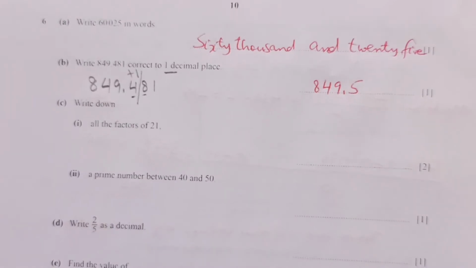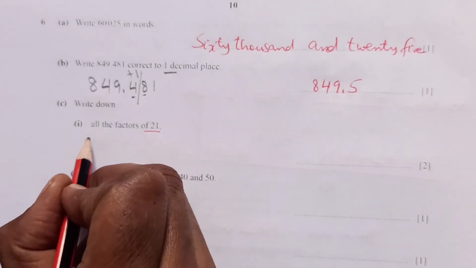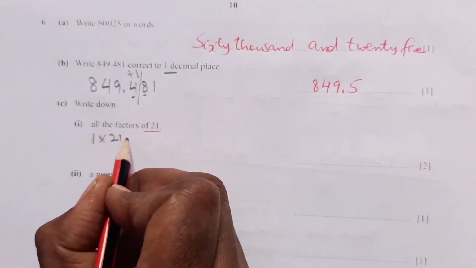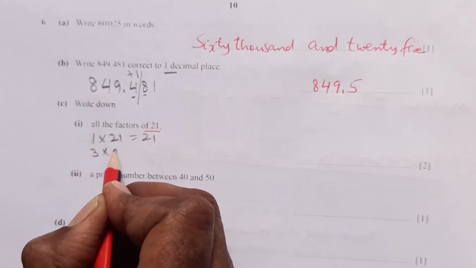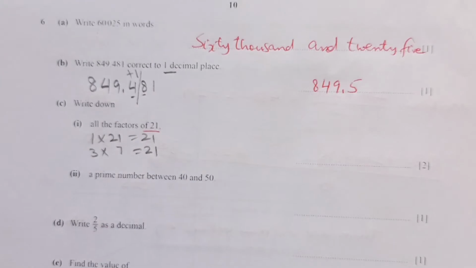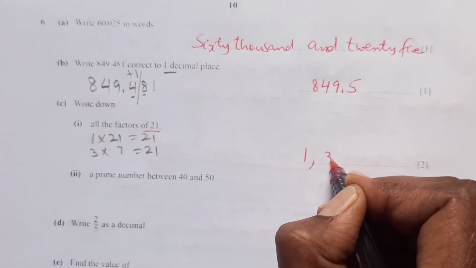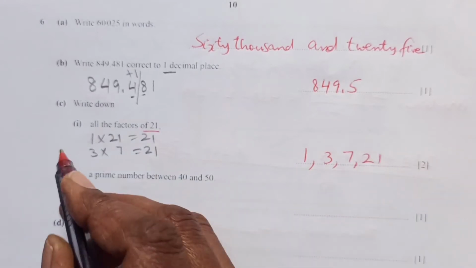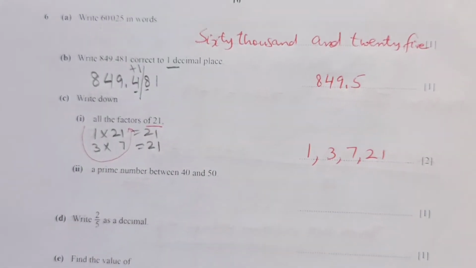Part C, write down all factors of 21. So factors of 21 can be written as 1 times 21 gives you 21, 2 times no, 3 times 7 gives you 21. I don't see any other factor here, so we have here 1, 3, 7 and 21. So these are the factors of 21.